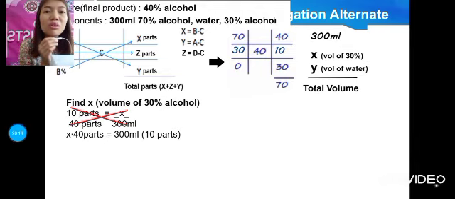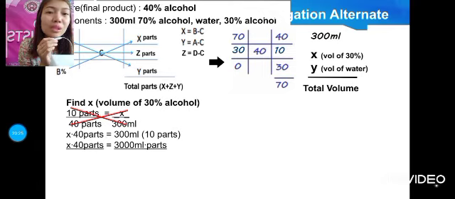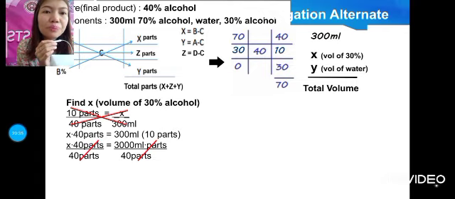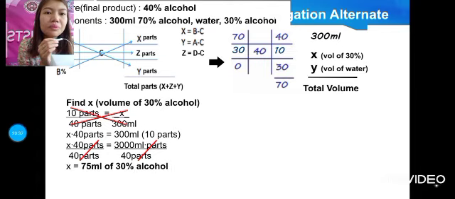So we proceed with the multiplication. So this will become X times 40 parts is equal to 3000 ml parts. We divide both sides of the equation by 40 parts to eliminate the 40 next to X, and it will become X is equal to 75 ml, which is now the volume of our 30% alcohol.